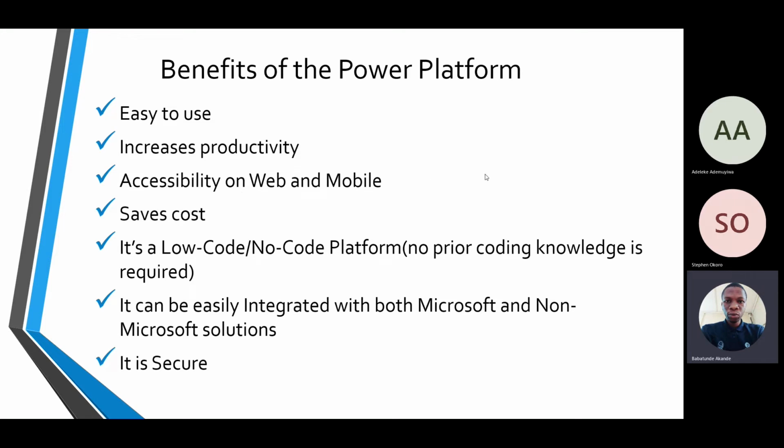Accessibility on web and mobile, like I mentioned: any app you build with the Power Platform can be used on both web and mobile phone. It also helps you save costs. Going back to Sami's video, he said they were able to save like 10,000 sheets or thereabouts, which means it's saving them a lot of costs.